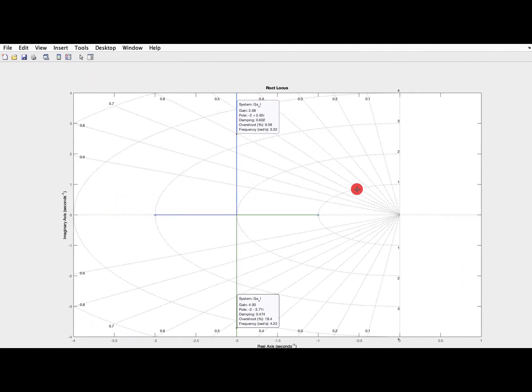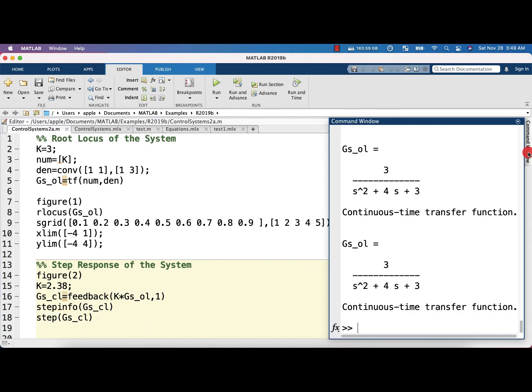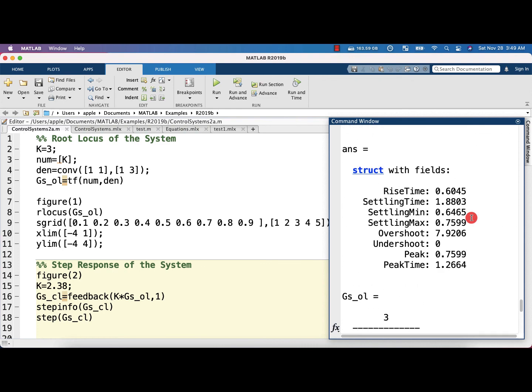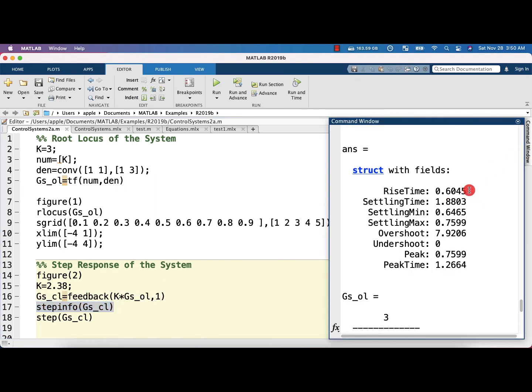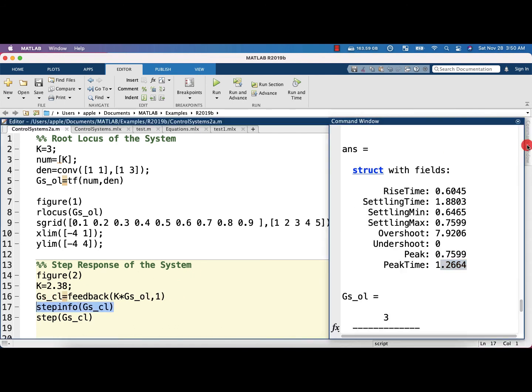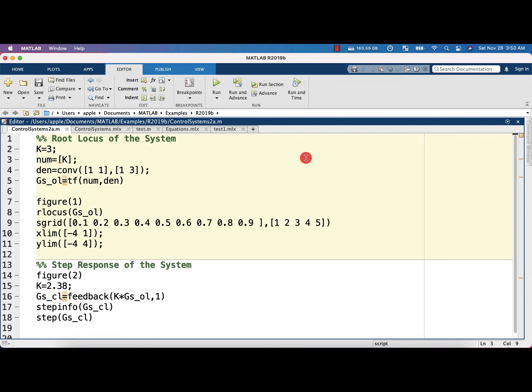And what was the function of this step info command? Basically it is going to give you the information of the system at the command prompt. So here is the response of step info over the command window. It is going to give you the rise time, settling time, minimum settling time, maximum settling time, overshoot, the peak value and the peak time for this particular transfer function. And you can use this command for other transfer functions to study the transient response parameters of your system.